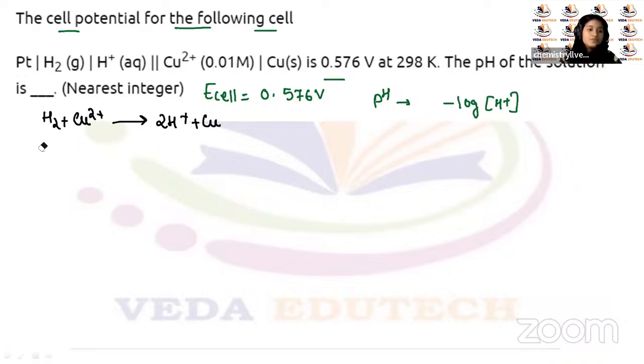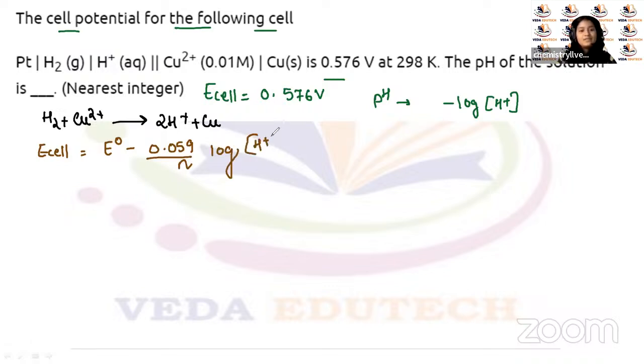This is going to be your equation, children. And from this, we can find out the E cell. How? E naught minus 0.059 by n log. So we'll take here concentration of H plus to the power 2 divided by concentration of Cu2 plus.